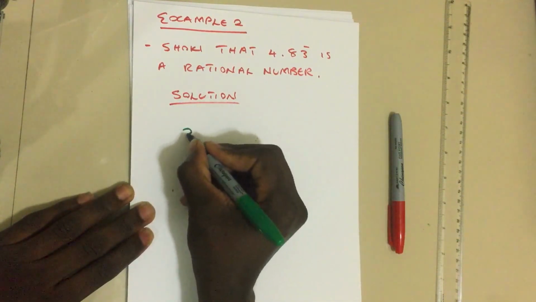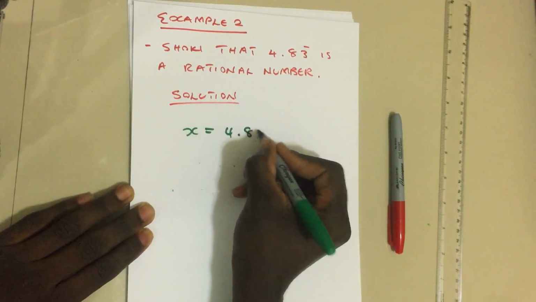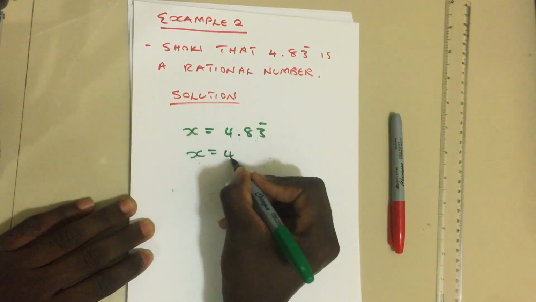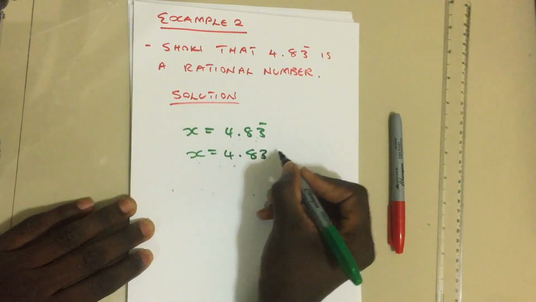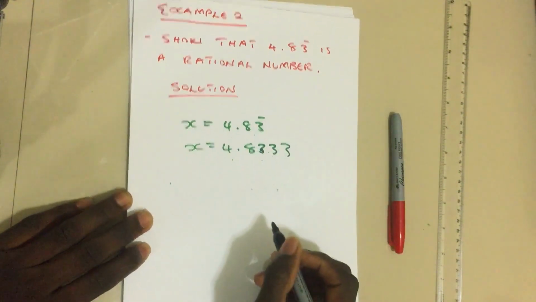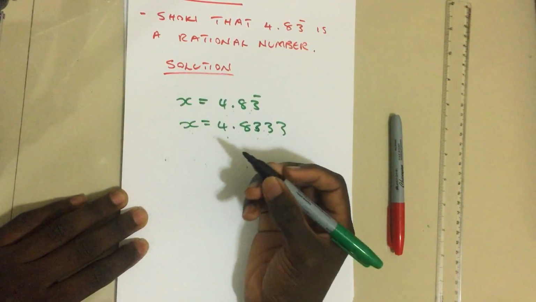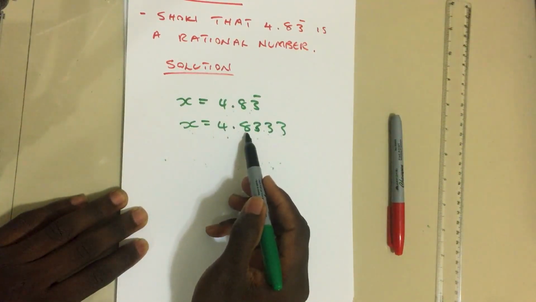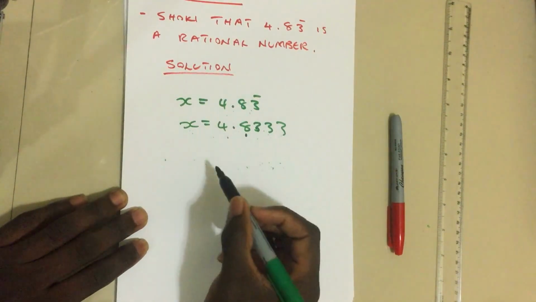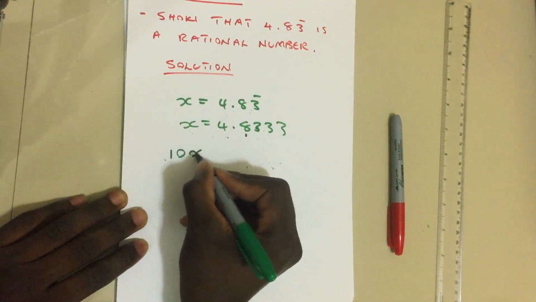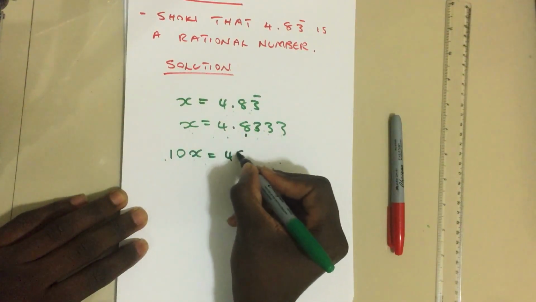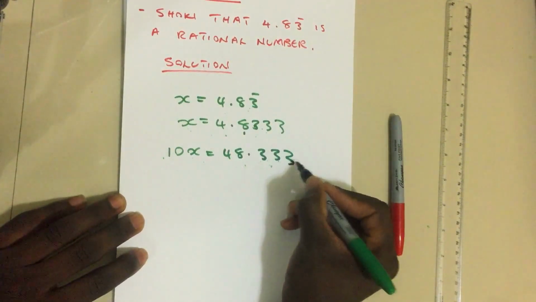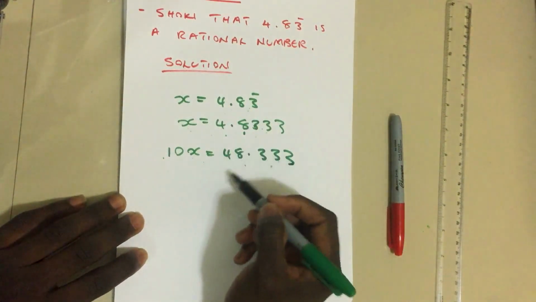So we're going to say x is equal to 4.83 with the bar on top. Then x is equal to 4.8333, so 3 is the recurring number. Then we're going to multiply both sides by 10, because we want to move the non-repeating number to the other side. So 10x is equal to 48.333.